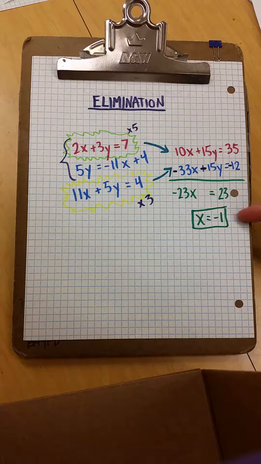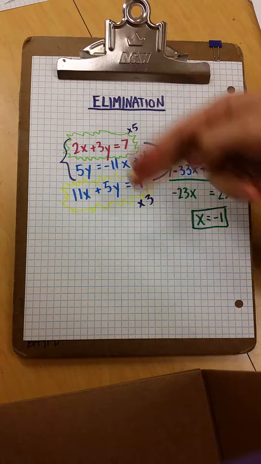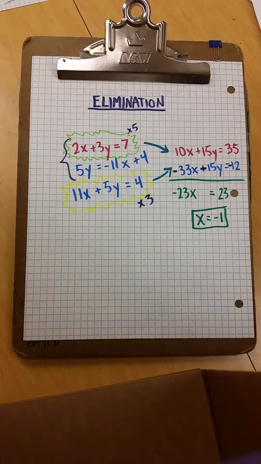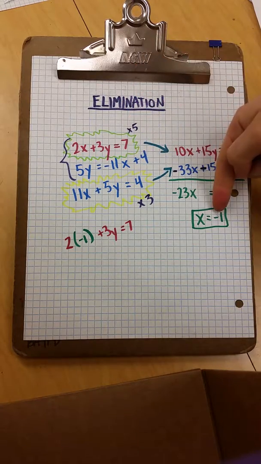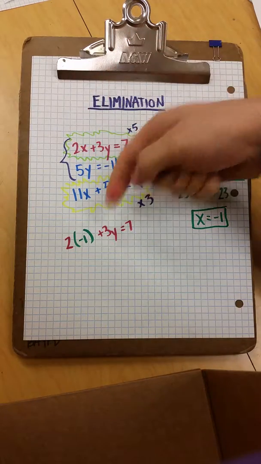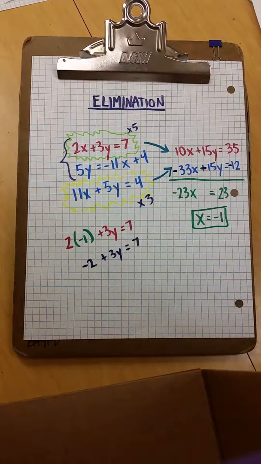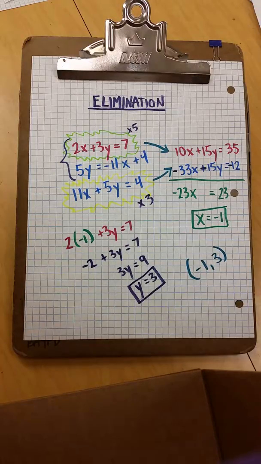Now that we have one variable, we can plug it back into any of our equations to get the other variable. I'll use this first equation and plug in a negative 1 for x. So here we have it. Now we have both our x and our y coordinate, so our final solution is negative 1 comma 3.